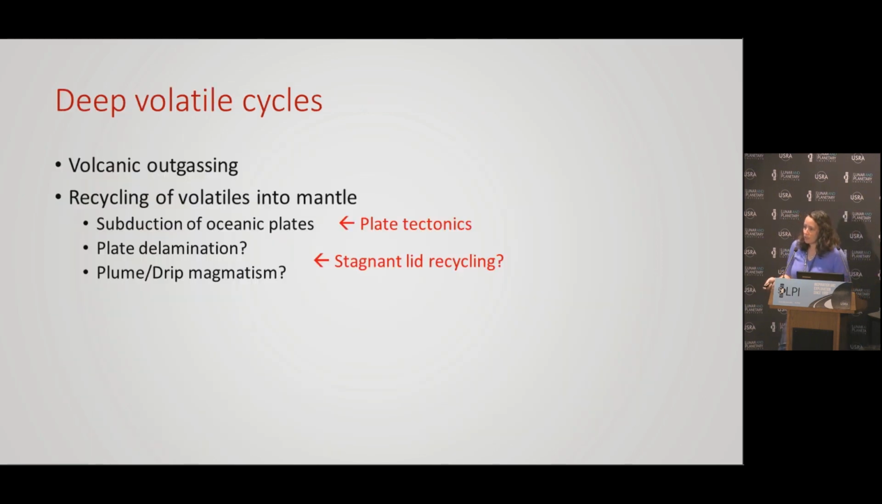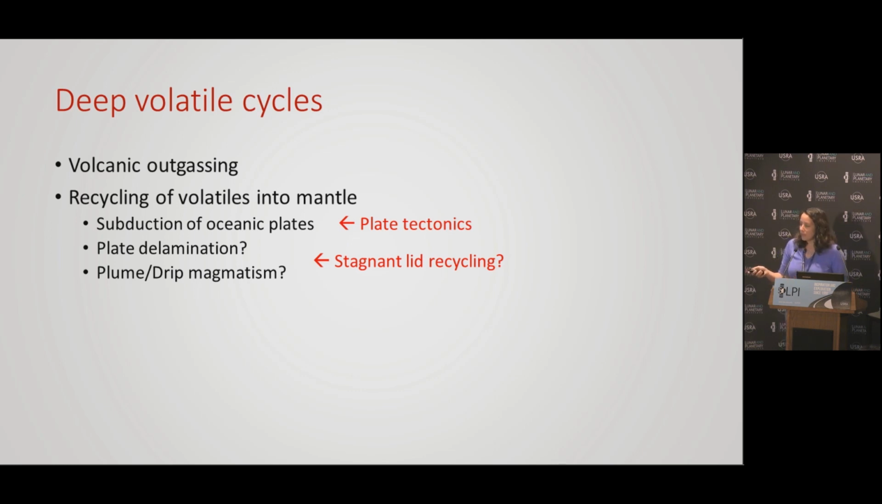So that brings me to these models of deep volatile cycles, where we're looking at the evolution of the planet after the magma ocean stage has ended. Now, what we need for these deep volatile cycles to operate is we need a way to get volatiles out of the mantle, and that occurs through volcanic outgassing. And then we need a way to get volatiles back into the mantle.